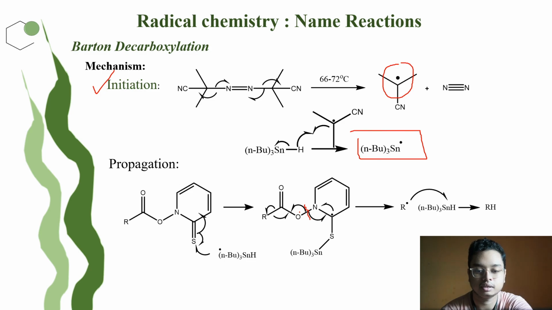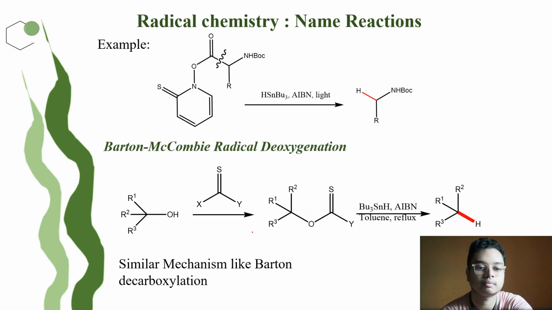And this radical now goes via this pathway of decarboxylation to generate this R radical, and this R radical will now be quenched with another tin hydride complex to generate our corresponding alkane. And this is the mechanism of Barton decarboxylation. So let us talk about some examples.